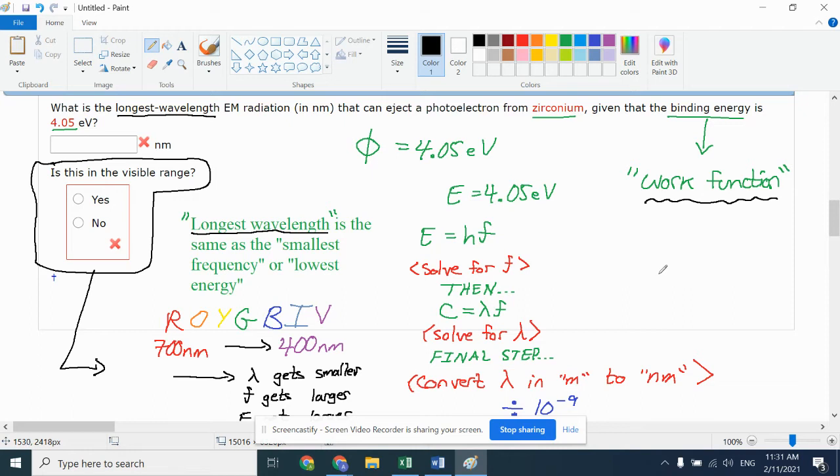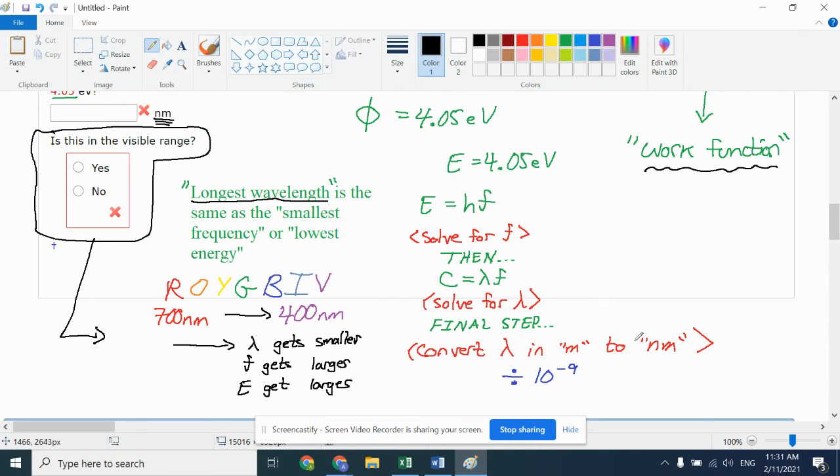So the question is asking, what's the wavelength for that particular electromagnetic radiation? So I need 4.05 electron volts. E equals hf, I'll find the frequency. But then I have to find the wavelength. So what I'm going to do is use the speed of light, c equals lambda f, and solve for the wavelength. The final step, as you'll see here on WebAssign, is that it wants the answer in nanometers. So I'll convert my wavelength from meters to nanometers by dividing it by 10 to the negative 9th.